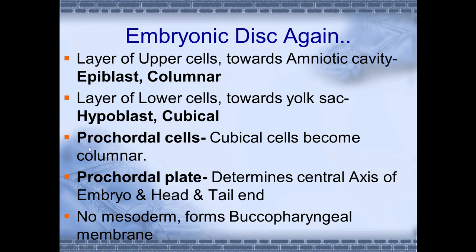Now this hypoblast, which has the cuboidal cells, some cells of this hypoblast become columnar, and they are known as prochordal cells, and together they form the prochordal plate. This prochordal plate formation determines the central axis of the embryo's head and tail end. The head and tail end should be known, so that is by the formation of the prochordal plate. But in one area there is no infiltration of the mesoderm, and in this area the ectoderm and endoderm are in direct contact with each other, and that forms the buccopharyngeal membrane, that is the future mouth.